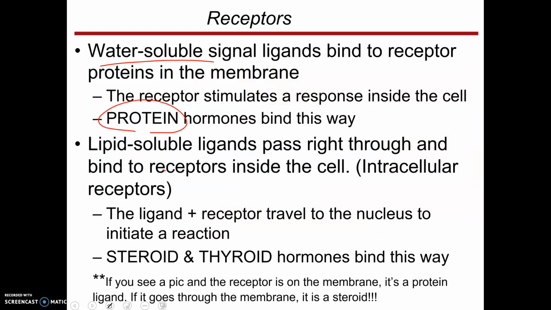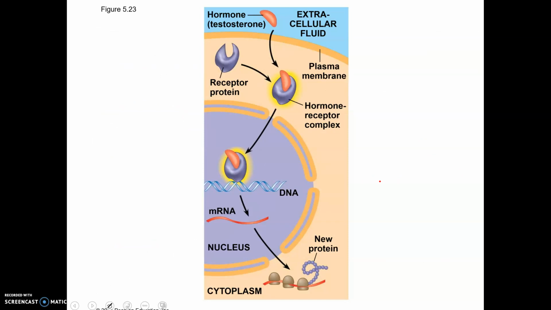On the other hand, a steroid hormone, which is lipid-soluble, would pass right through the phospholipid bilayer, and it would still need a receptor, but the receptor would be intracellular, meaning within the cytoplasm. So here's a picture of that. So this is the hormone. In this case, they're showing testosterone as a generalized steroid hormone. It bonds to a receptor inside. That complex can then take the message to the nucleus, where some kind of a response happens.